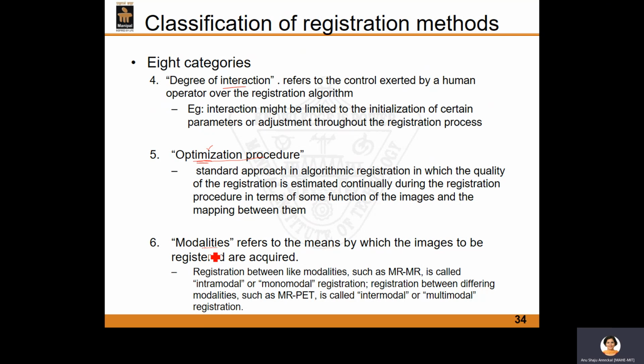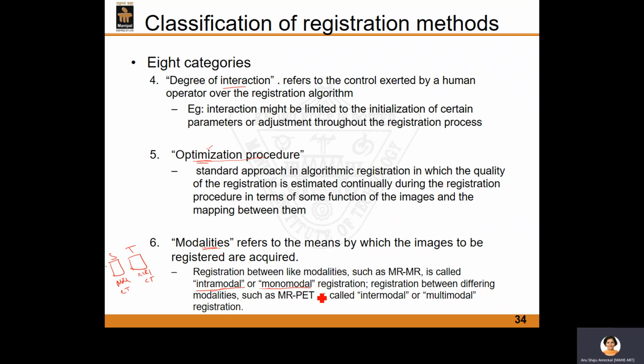Then another parameter which can be used for categorization is the modalities. That is, whether the images which you are trying to register are coming from the same modality, or from different modalities. Same modality, you call it intra-modal or mono-modal. That means the images I'm considering, both may be MRI and MRI, or both may be CT and CT, and so on. So if both images come from the same modality, I can call it intra-modal or mono-modal.